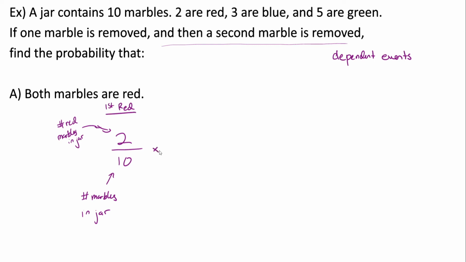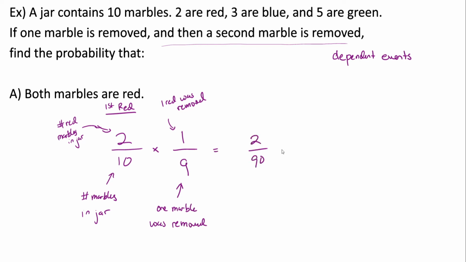The probability that the second marble is also red will now be 1 out of 9, because we've removed one of the red marbles, and because we've removed one of the marbles from the jar, so now there's only 9 in the jar instead of 10. So we multiply this out, we end up getting 2 out of 90, or 1 out of 45 as our probability.